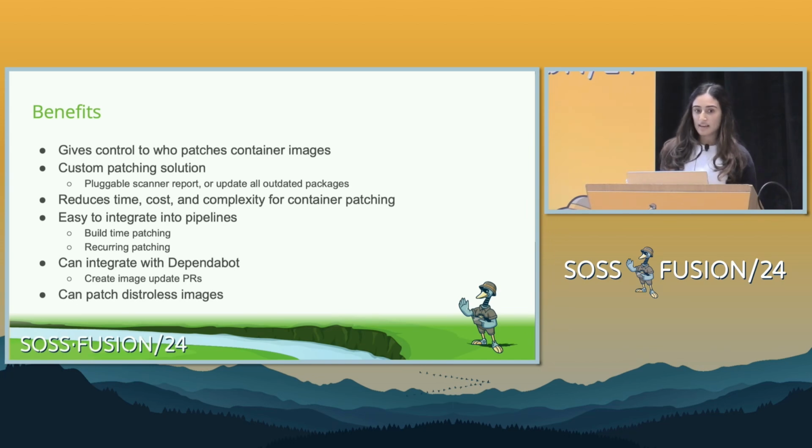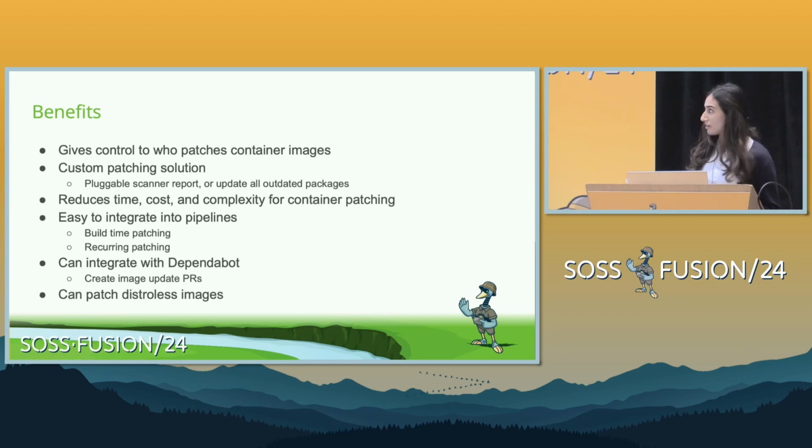And since this is a single CLI tool, it's easy to integrate into pipelines. So for example, you could do a build time patch where you patch any vulnerabilities before publishing your image, or you can choose to do a recurring patch. So every Monday you can scan your images, and if there's vulnerabilities, you can patch them.